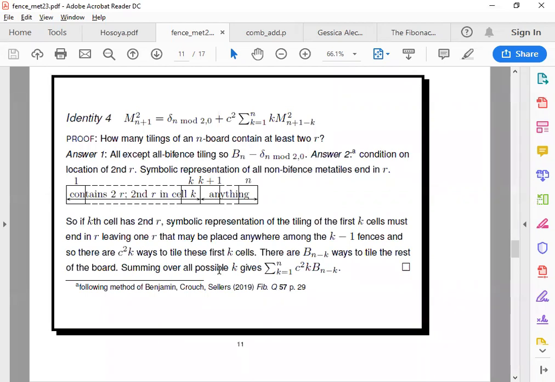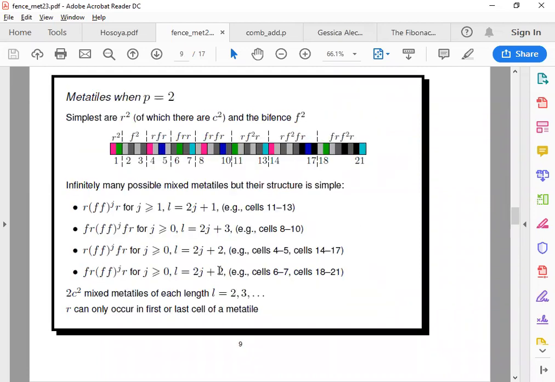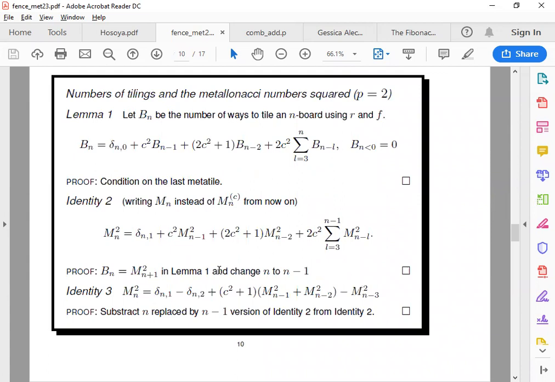So the second answer is that we condition on the location of a second R in the tiling. Now, we'll actually think of our tiling as a symbolic representation. So this is actually what I've been writing on top here. All of these meta tiles end with R in their symbolic representation. And it turns out that you can actually end up with your tiling having any sequence of F and R as long as it ends with an R. So that makes life easy with counting.